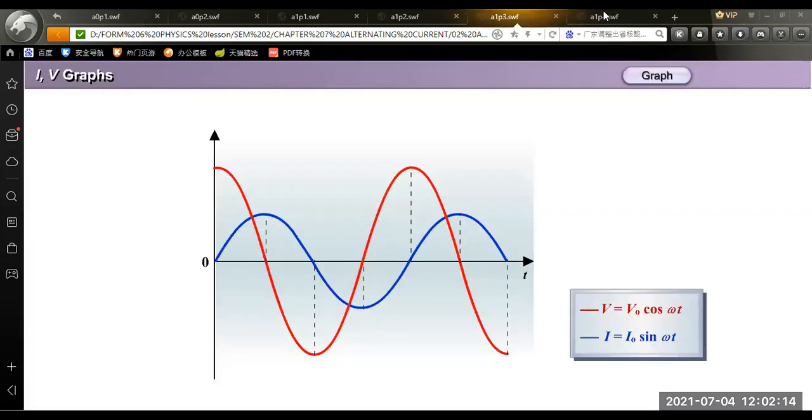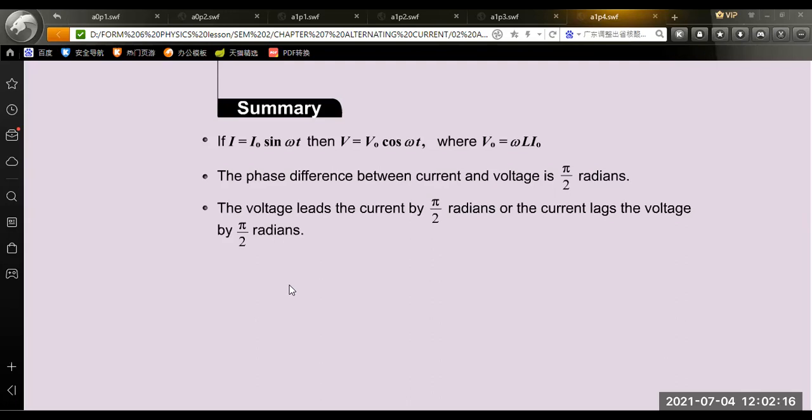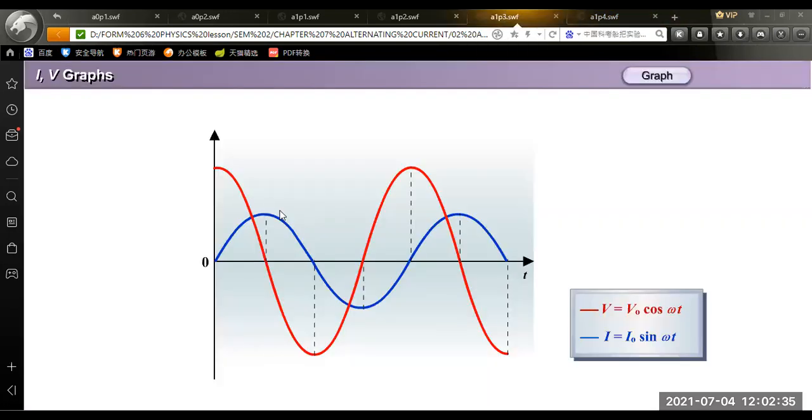What is meant by lags? Lags means slower. Lead means that it's in front. So voltage leads current: voltage is in front, current is behind. That means the voltage is faster, it's leading the current. Voltage is leading the current by pi over 2.